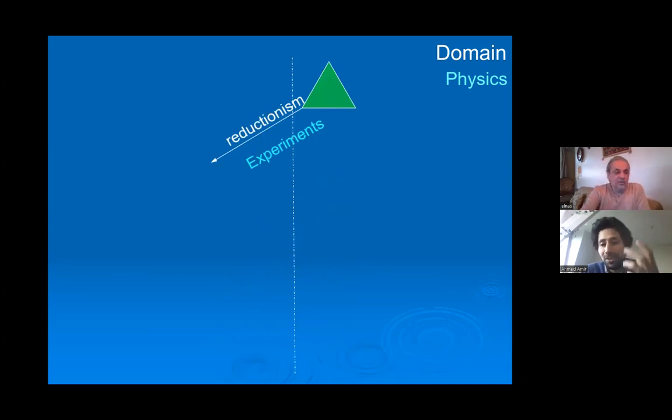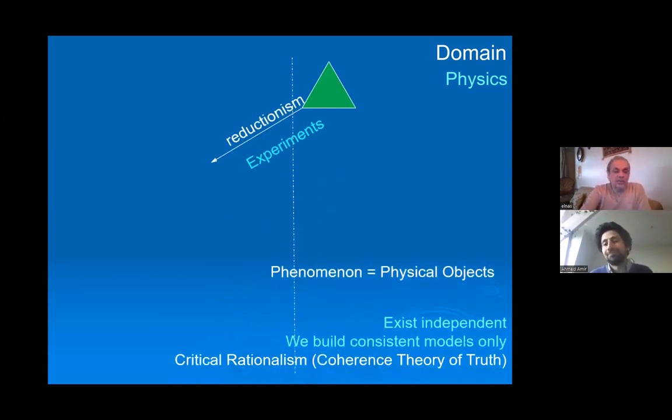Let's see the view in physics. Physics is more advanced epistemologically because it puts a line between the phenomenon and the tangible things about the world. Here, the phenomenon is a physical object. It exists independently, or it might even not exist independently. Anyhow, whether it exists or doesn't has nothing to do with what we do here.